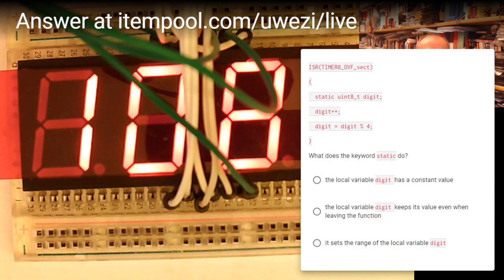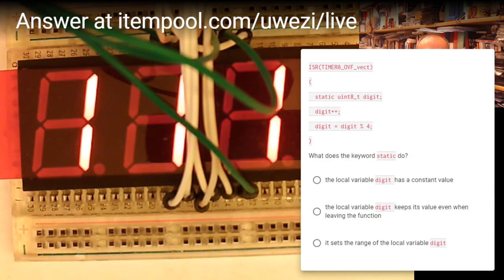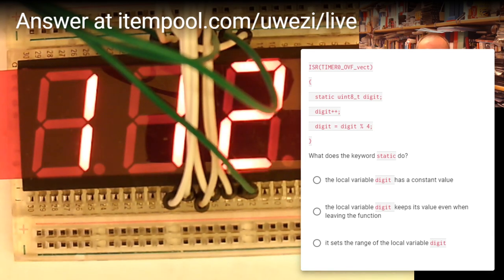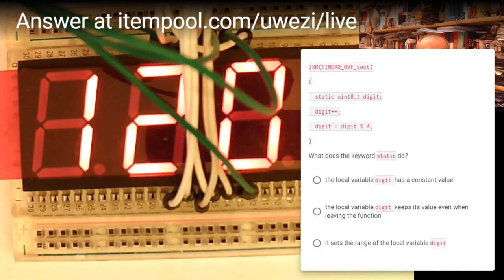I defined the variable digit as static uint. Do you have any idea what static could mean? Does it mean that the variable has a constant value, or does it mean that it keeps its value? It's a local variable. It's only defined within the interrupt service routine. But does it keep its value when we leave the function and then return later on with the next interrupt, perhaps?